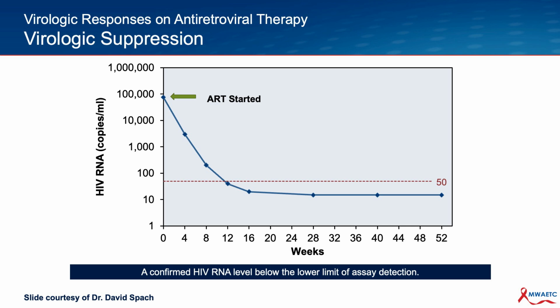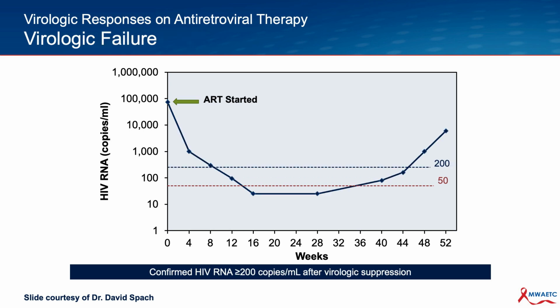Here are slides from David Spock, which I really like, that illustrate both the goal of ART here with virologic suppression, and remember, after ART starts, the viral load usually reaches a level below limit of assay detection by 3 to 6 months. I would say with modern ART, for most individuals, this is by 3 months. And this is a depiction of virologic failure, again, achieving virologic suppression and then having rebound to above 200 copies.